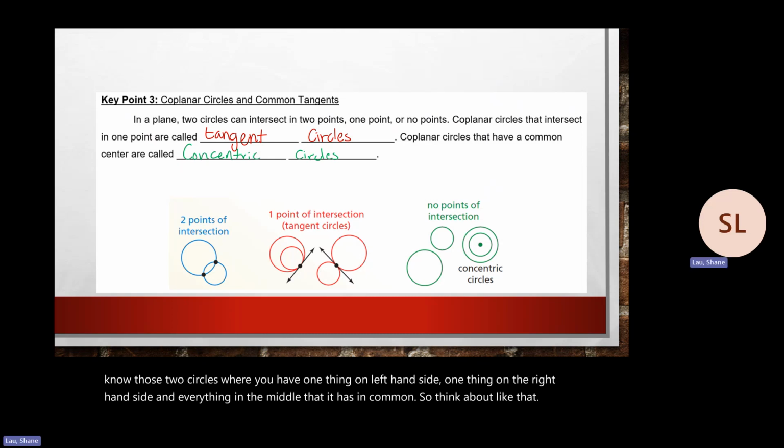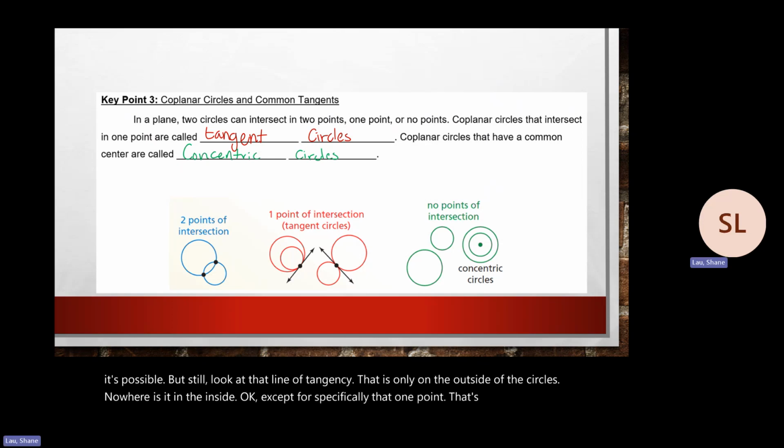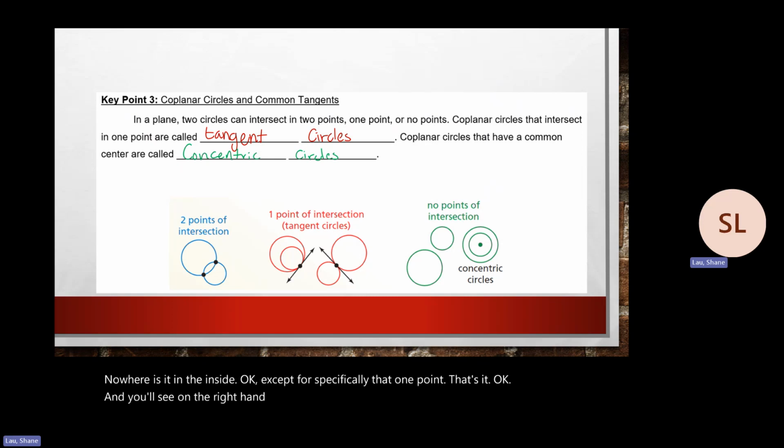Then for one point of intersection, notice that the tangent circles can be inside and outside, so it's possible, but still look at that line of tangency. That is only on the outside of the circles. Nowhere is it on the inside, except for specifically that one point. That's it.